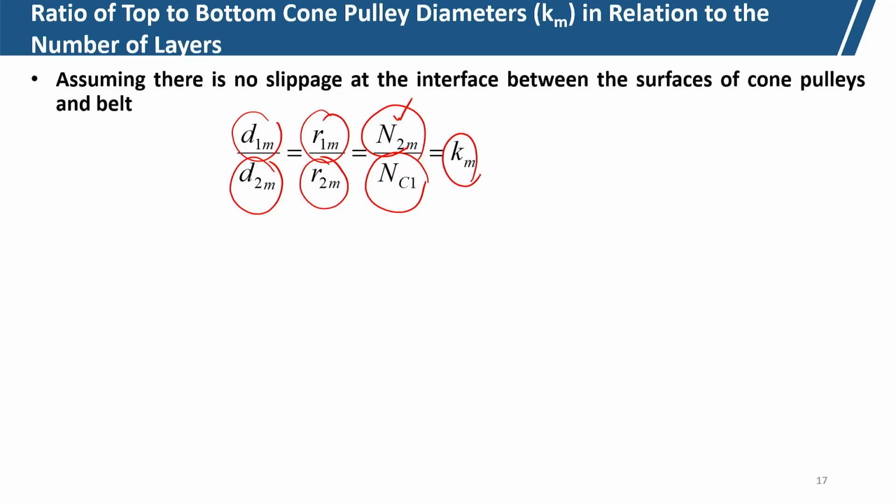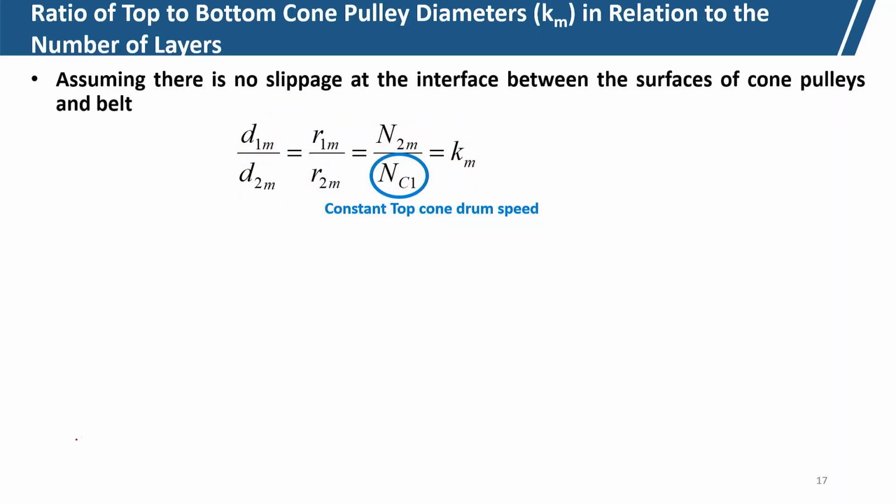Here Km is a factor which is not constant, because NC1 is constant, but N2m always reduces with the diameter of the bobbin, that is, with the layer diameter of the bobbin. So Km also reduces. Okay. So this is constant, the top cone drum speed.